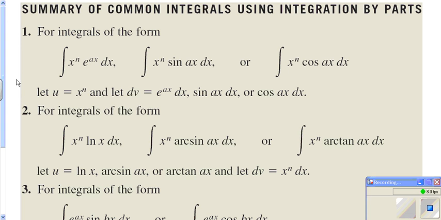So here's a page that basically says, if you're integrating an x to a power times an e to a power, or an x to the power times sine, or an x to the power times cosine, let your u be that x to the power, and then let the other part be your dv. These are just helpful hints for doing integration by parts. However, if you're looking at integrals that are x to the power times your natural log, or x to the power times your arcsine or arctangent, you want to let your u be the natural log or the arcsine or the arctangent, while your dv is that x to the power.